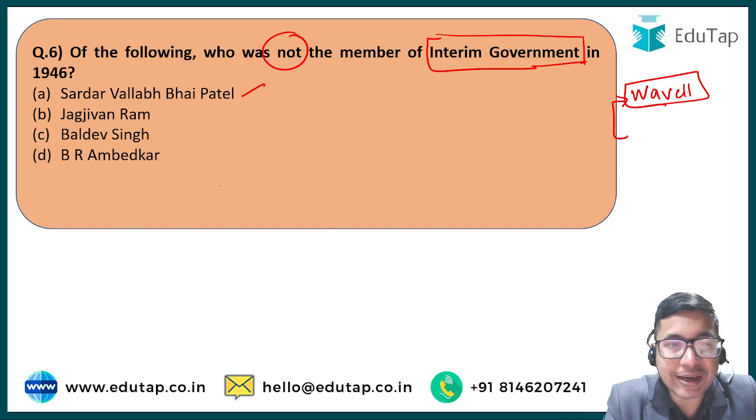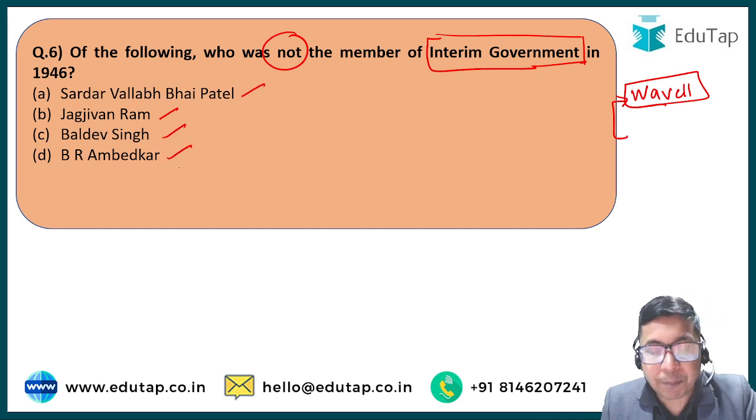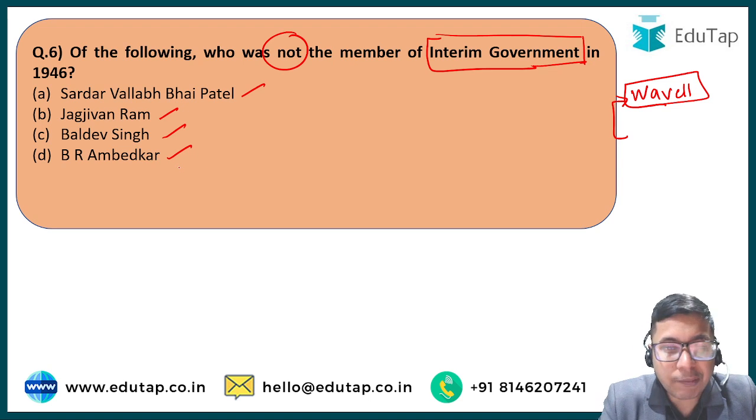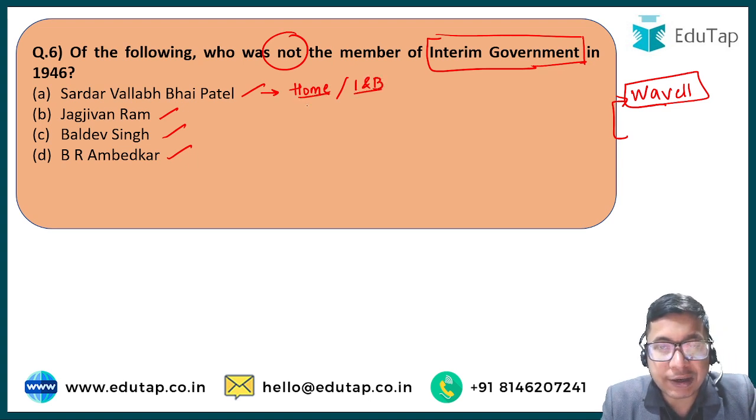Option A, Sardar Vallabhbhai Patel. Option B, Jagjivan Ram. Option C, Baldev Singh. And option D, B.R. Ambedkar. Be very careful, Dr. B.R. Ambedkar was not a part of the interim government which was set up before independence. Okay, so Vallabhbhai Patel was looking after the home affairs, and he was also looking after the information and broadcasting department under the interim government.